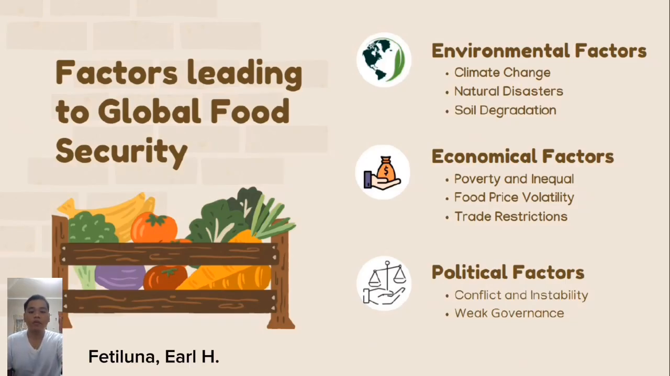Hey everyone, I'm going to discuss the factors leading to global food security. So what is global food security? Global food security is the assurance that all people have access to safe, nutritious food that meets their dietary needs and preferences. It also includes the ability to access food during emergencies and natural disasters.